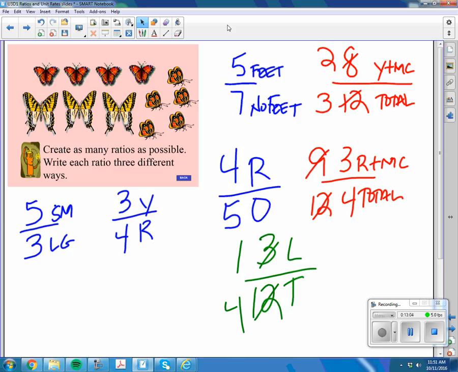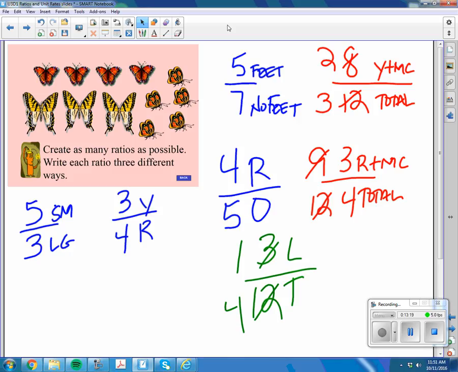Do you basically understand how a ratio works? Okay? So like in this room, I could do boys to girls, girls to boys, boys to total students, girls to total students, students to boys, students to girls.